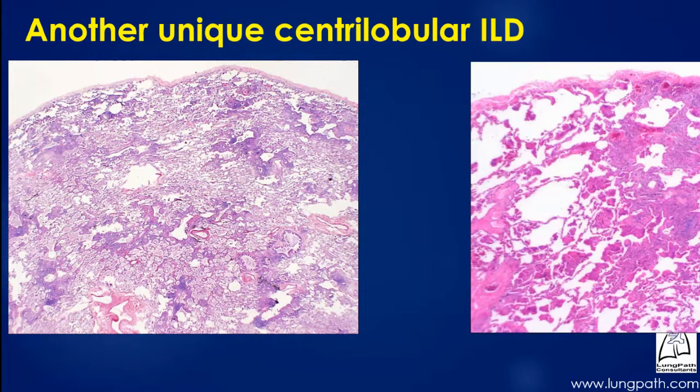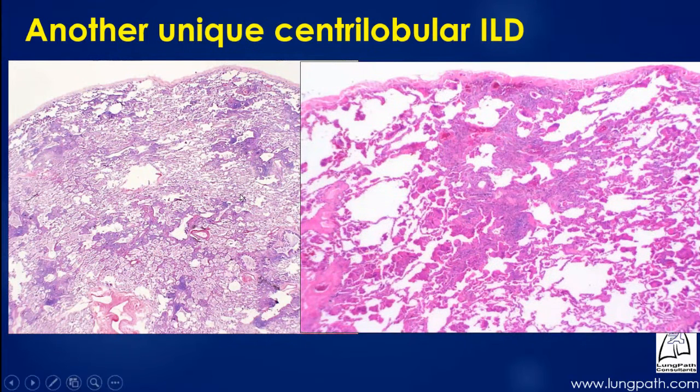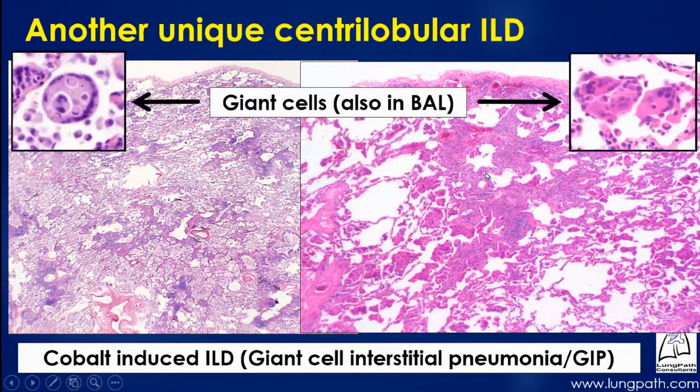Here's another case, a different case. Again, there's relative sparing of the pleura, and even though it's a little hard to make out down here, this is most likely centrilobular, mainly because it spares the pleura, and it's a nodular lesion. The distinctive thing here, of course, are the giant cells. And the giant cells are profuse in this, and you can actually see them in the right-hand low-power image, you can see lots of alveolar giant cells.